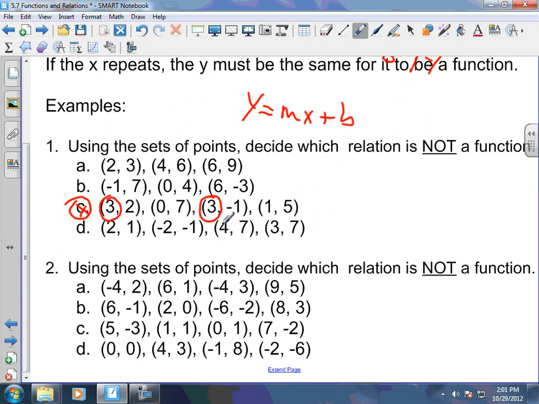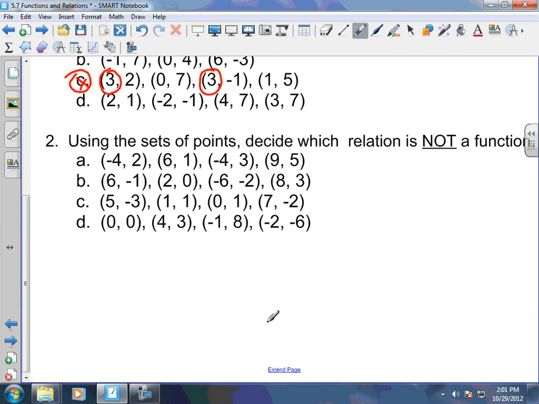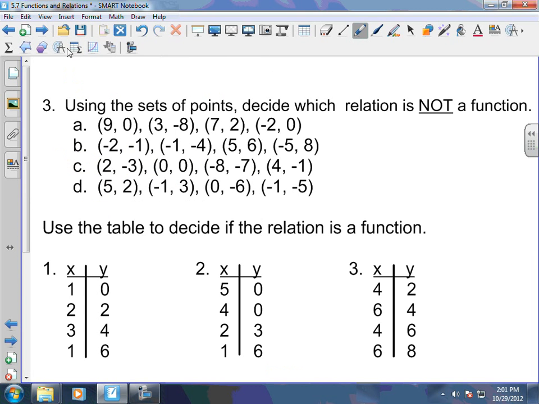Okay, everybody look at number 2. Which one is not a function? A. -4, -4. A is not a function. Now look here, 6 and -6, is that okay? Yes. Number 3, which one is not a function? Five, -1, 0, -1. D is not a function.